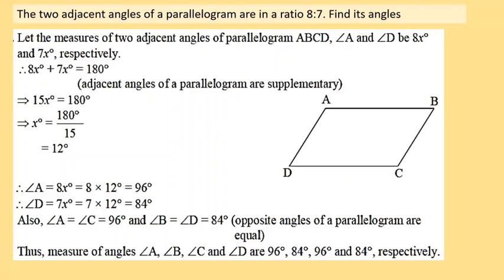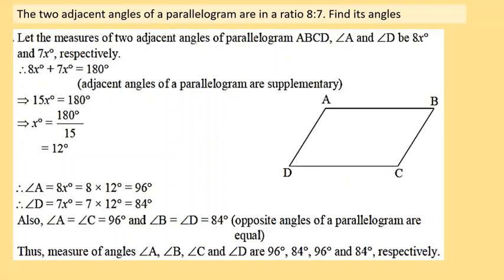So 15x degree is 180. X degree will be 12 degree. So x is 12. But what to do with x? We need to find 8x. So 8x you find, 7x also you find. So you will get each angle. Angle A is 8 times 12. Angle D is 7 times 12. So these two angles you will get 96 degree and 84 degree as answer.